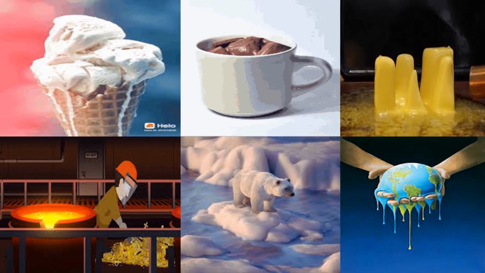These are examples of melting: melting ice cream, melting chocolate, melting butter. Then we have here the gold melting. We also have, look at this, the house of the polar bear is melting. And, oh, the earth is melting too.